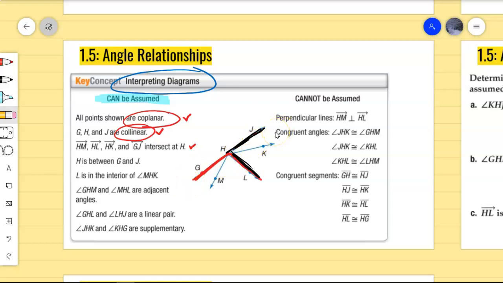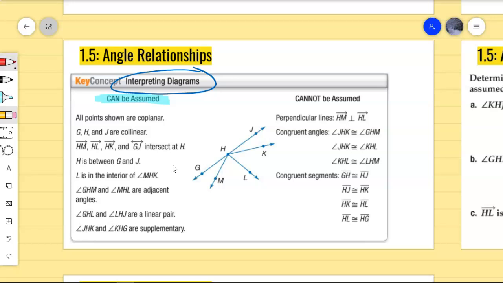Those are things that you're allowed to assume, because you're going to hear a lot in geometry. A lot of people in geometry will say you can't assume that. So what are things you can assume? You can assume that. Now, JHK and KHG are supplementary. That's perfectly fine. So these things you can assume to be true, just like saying the sky is blue.